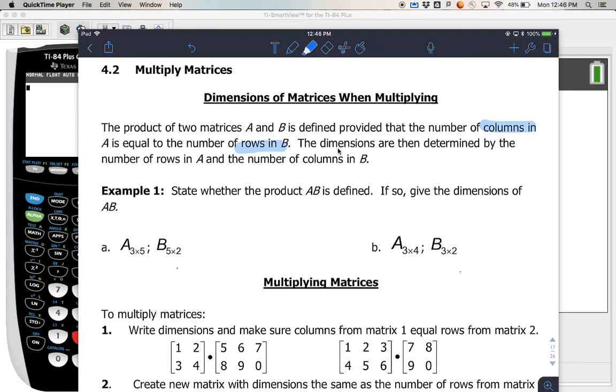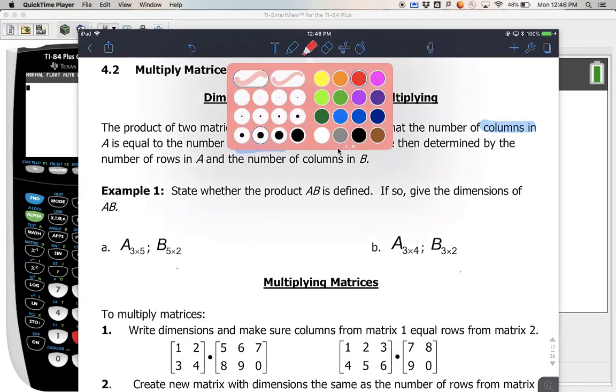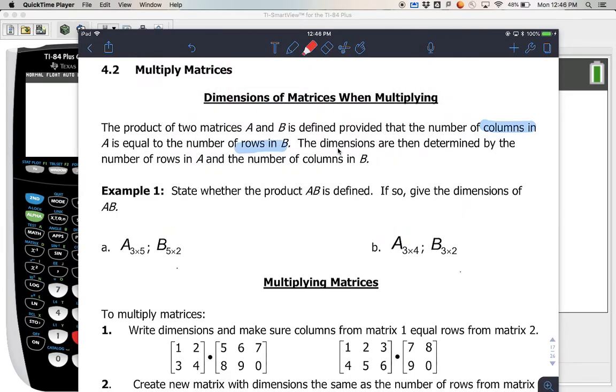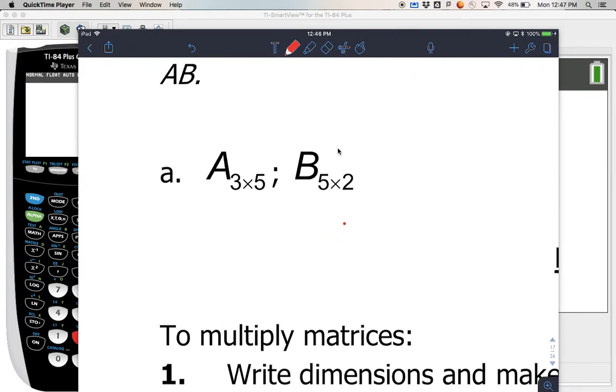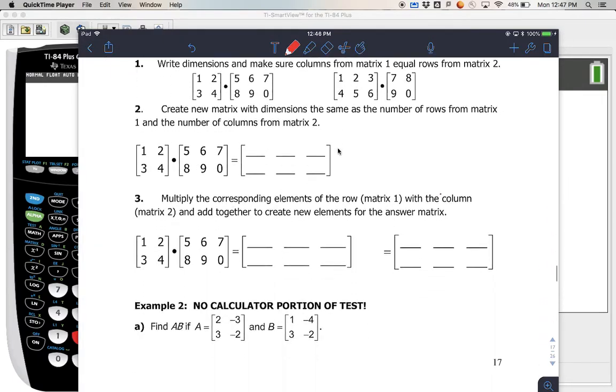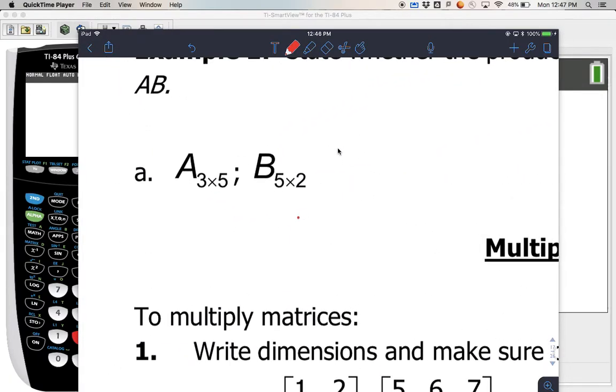If that lines up, then the dimensions of the new matrix are going to be determined by the number of rows in A and the number of columns in B. That's kind of wordy, so let me show you a little trick to see if you can even multiply two matrices together. That's actually what we're going to spend most of today on. But right now, we're looking at, is it possible?